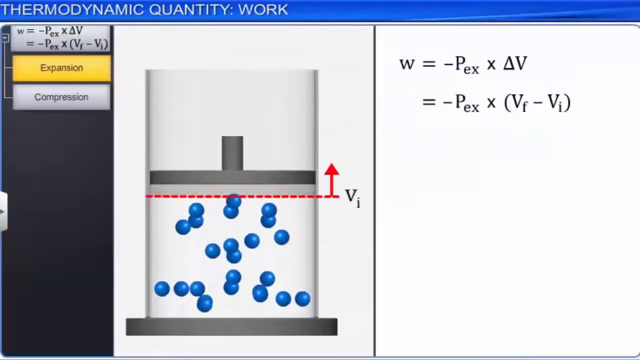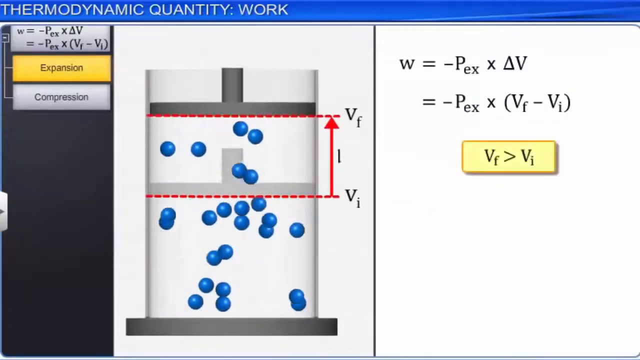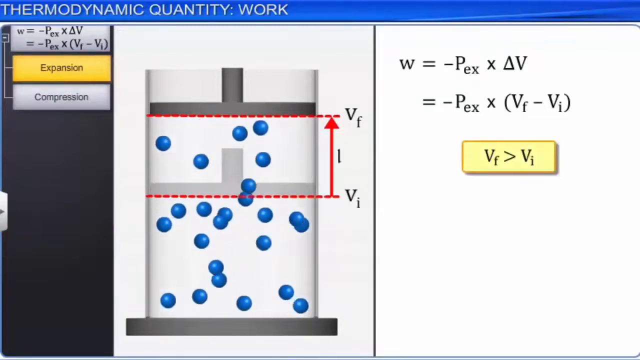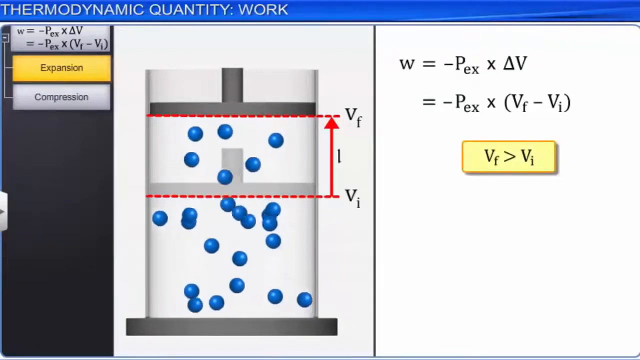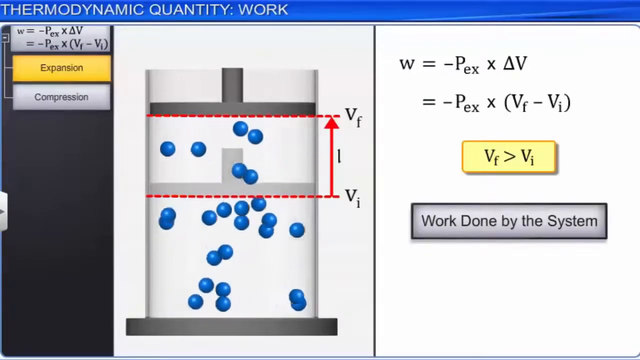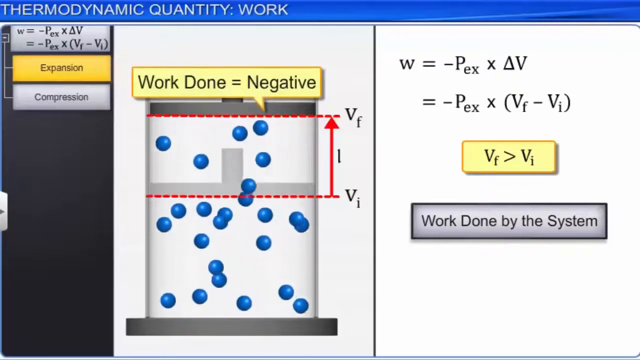If the gas expands, V_f will be greater than V_i. Then, we can say that work is done by the system. Hence, the value of work done will be negative.